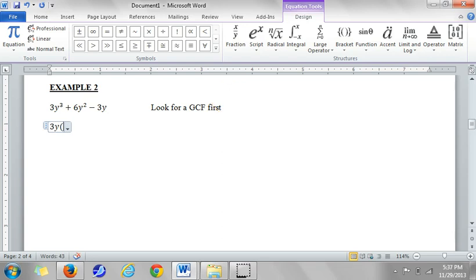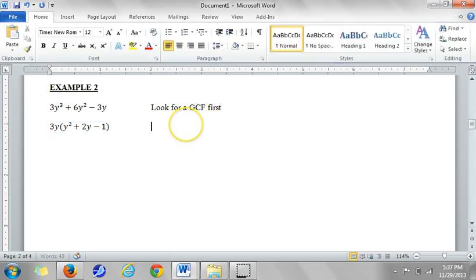And then in my parentheses, I'm going to write what would be left over if I divided all those terms by 3y. So the first term would be y squared. The second term would be a positive 2y. And then the third term would be a negative 1. And I can always check by redistributing. So if we did 3y times y squared, that would give me 3y to the third. 3y times 2y would give me 6y squared, and 3y times negative 1 would give me negative 3y. So that part checks out.